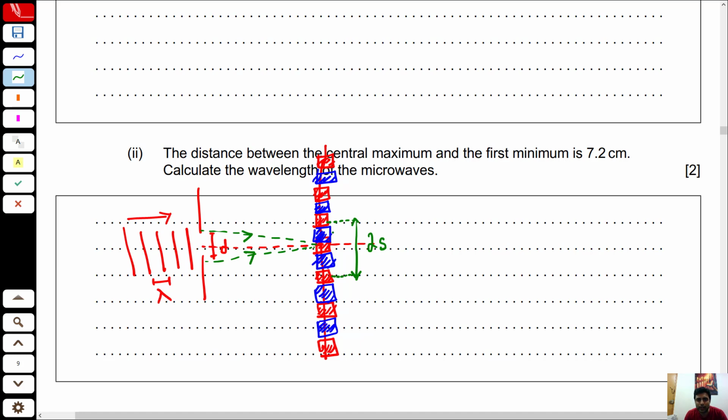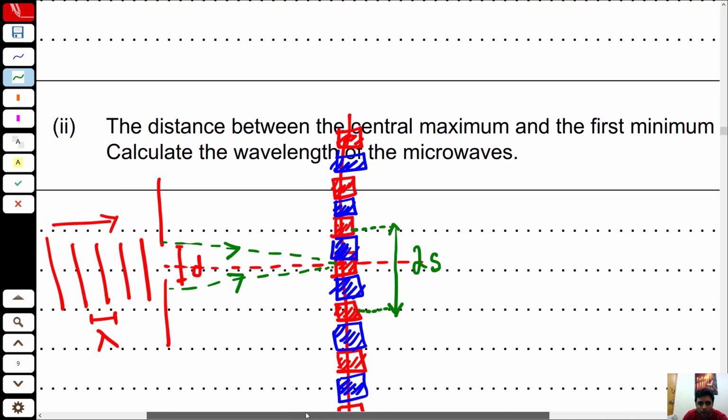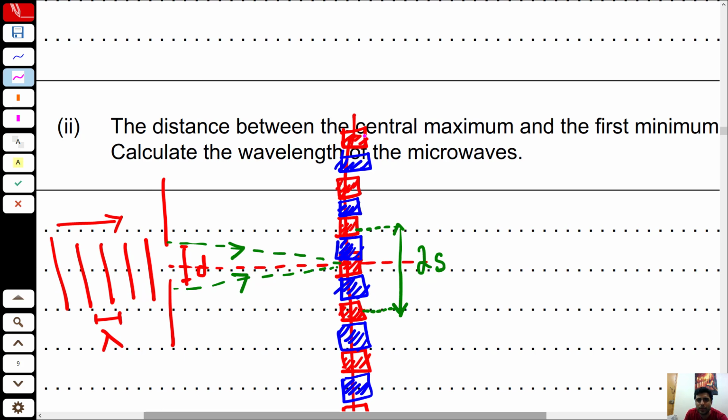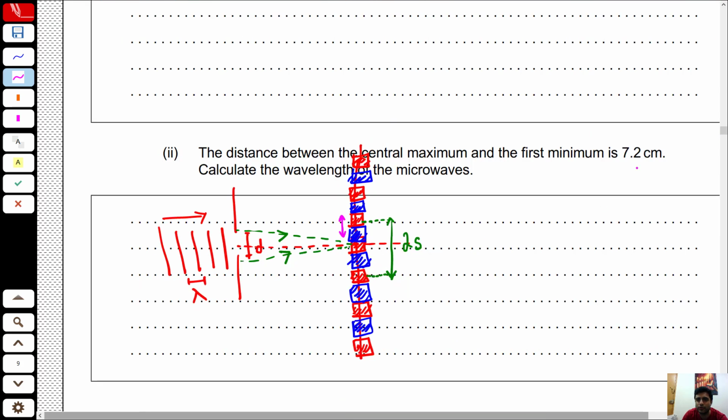So what he is talking about is this distance. Let me zoom in. Choose a different color also, maybe pink. So the distance between the central maxima and the first minima. This one is the central maxima and this one is the first minima. This distance is what he is talking about. As you can see here, it is 7.2. So this distance is 7.2.